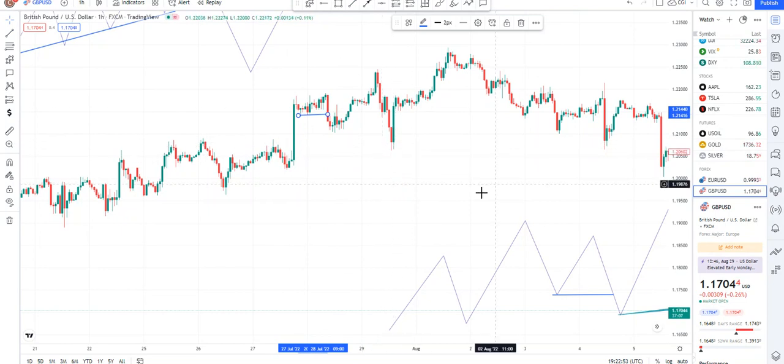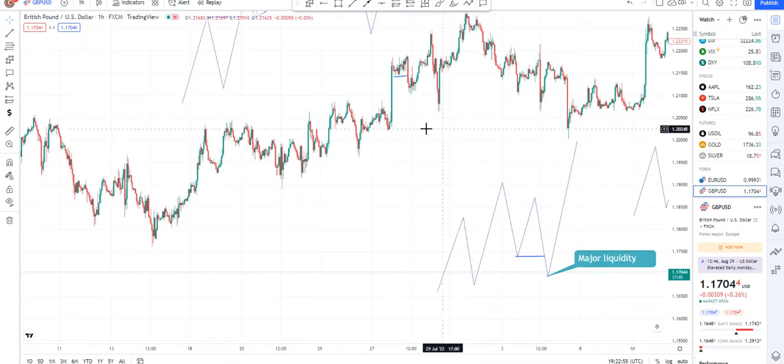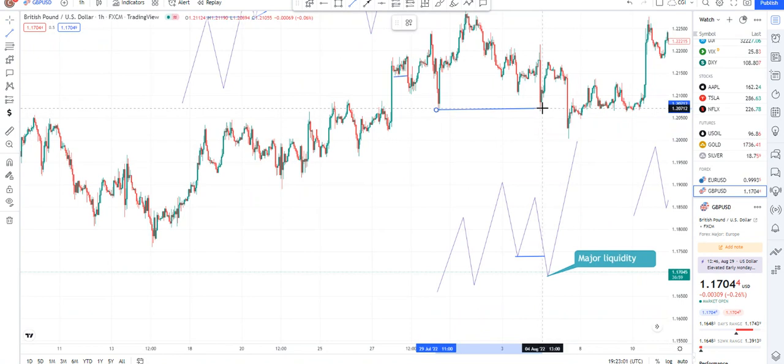So as you can see, once this last major liquidity was taken out, this is the last major liquidity and the first one to fail. So once it failed, that trend pretty much changed.